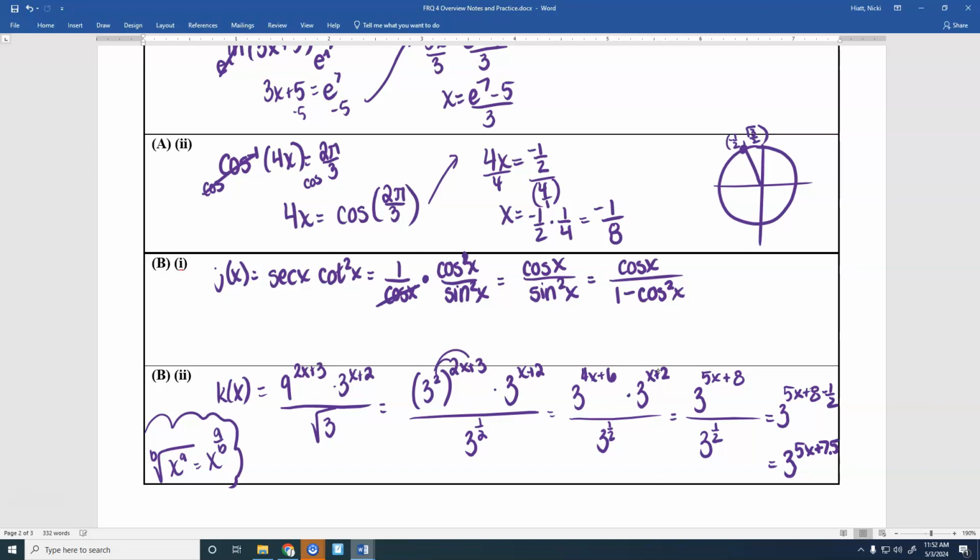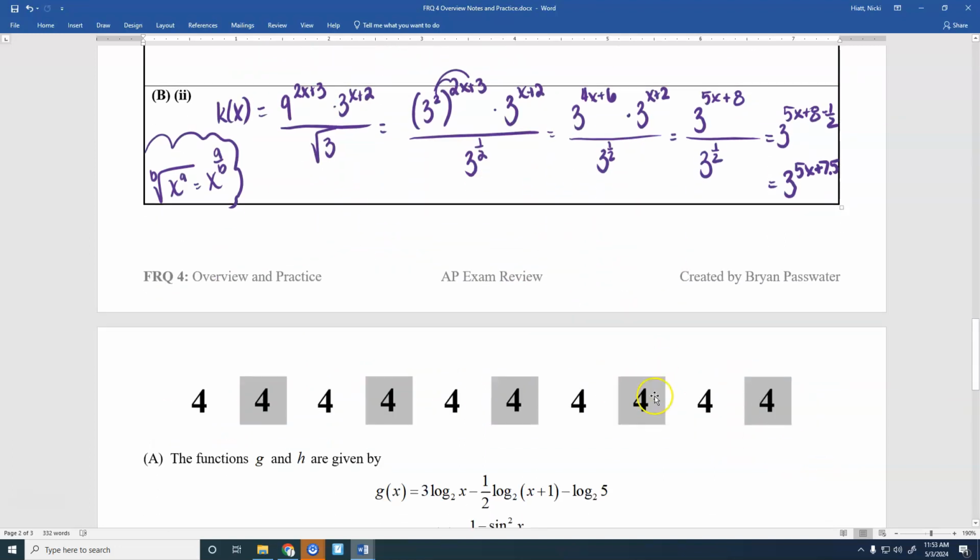And now you have a 3 raised to a power. It's ax plus b. So you are done. Okay, questions there? All right, let's try the second one here.